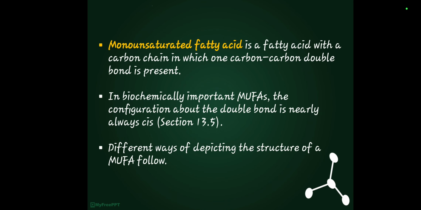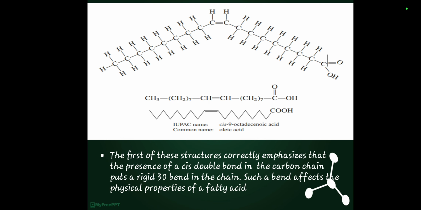Moving forward, let's go now to the other fatty acid, which is monounsaturated fatty acid. This is a type of fatty acid with a carbon chain in which one carbon-carbon double bond is present. In the biochemical importance of MUFAs, the configuration about the double bond is nearly always cis. Let's look at it in the illustration. These are different ways of depicting the structure of a MUFA. So that explains the monounsaturated fatty acid.